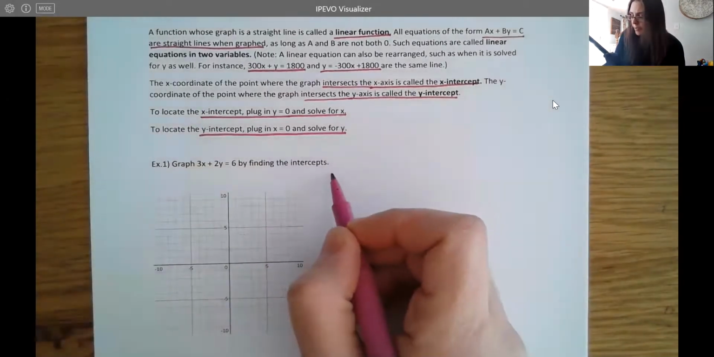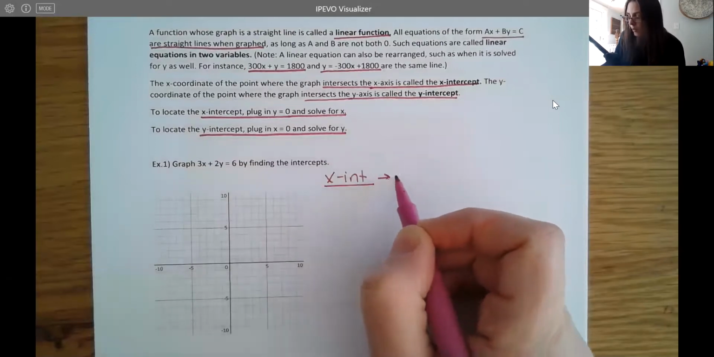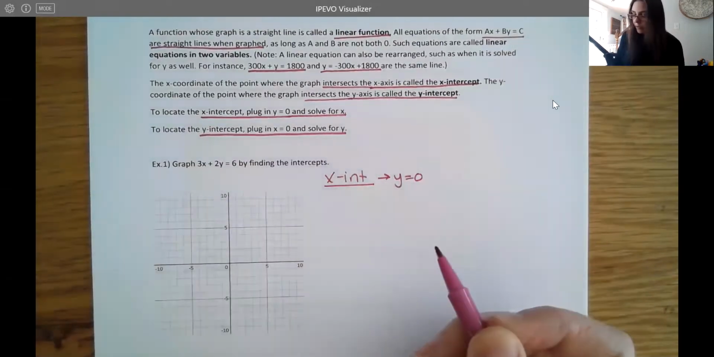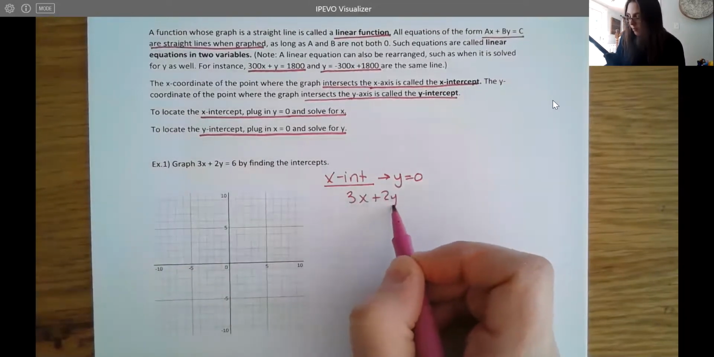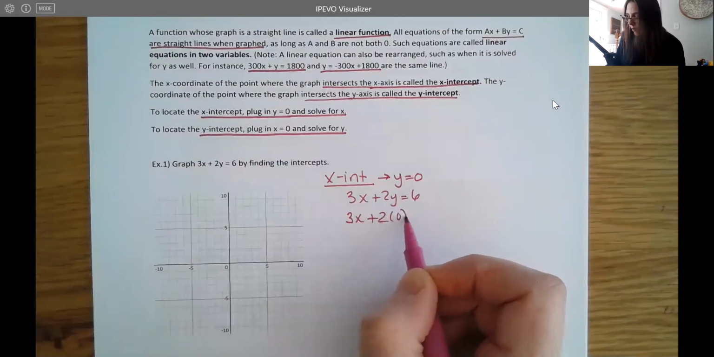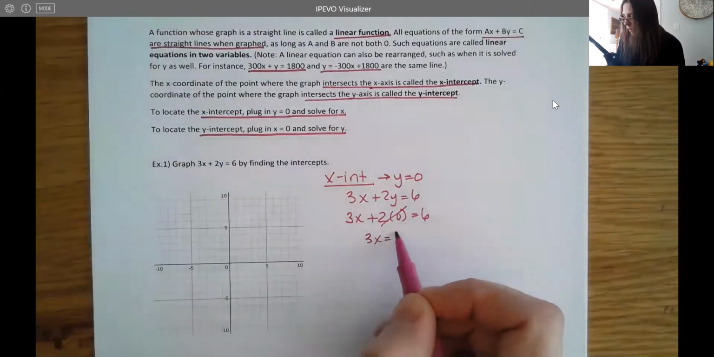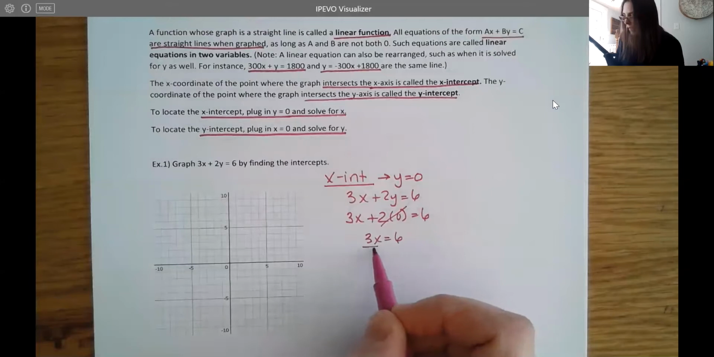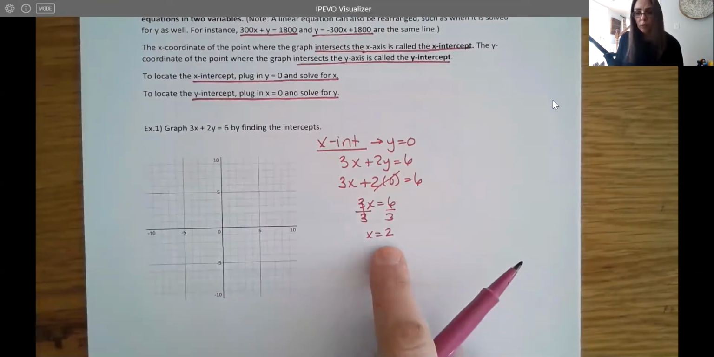So let's do our intercepts. For your x-intercept, you're always going to let y equal 0. So I'm going to take my equation here, and I'm just going to go ahead and replace that y with 0. Now, 2 times 0 is just 0. You're always going to get something that cancels out. And then if I keep solving, I just have to divide both sides by 3, and I get x equals 2. So my x-intercept here is 2.